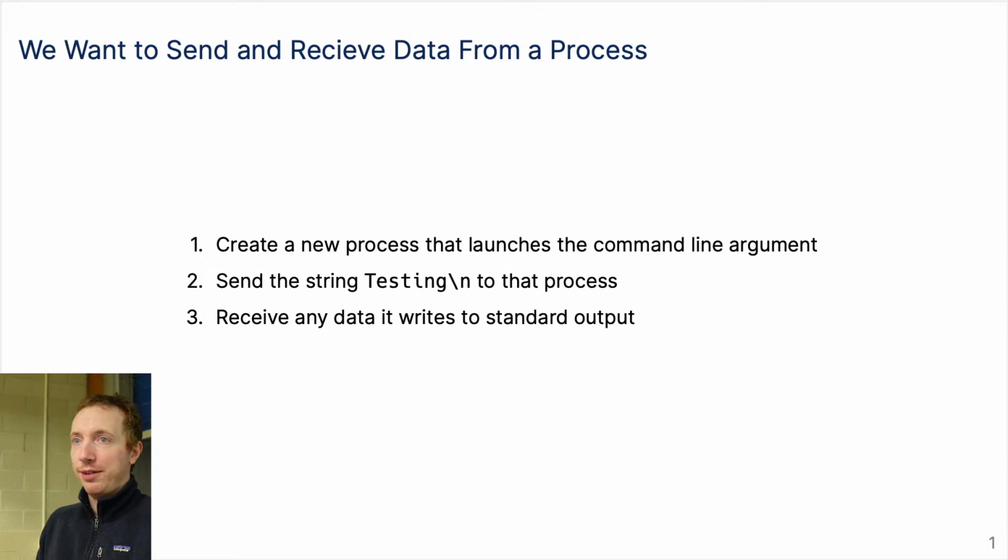So our task for today, we want to create a new process that launches whatever program we give it as the command line argument, and then we want to send the string "testing" with a new line to it, and then we want to read any output it gives, and that's it. So we want to send data to a process, get data from the process, and let it execute a different program.